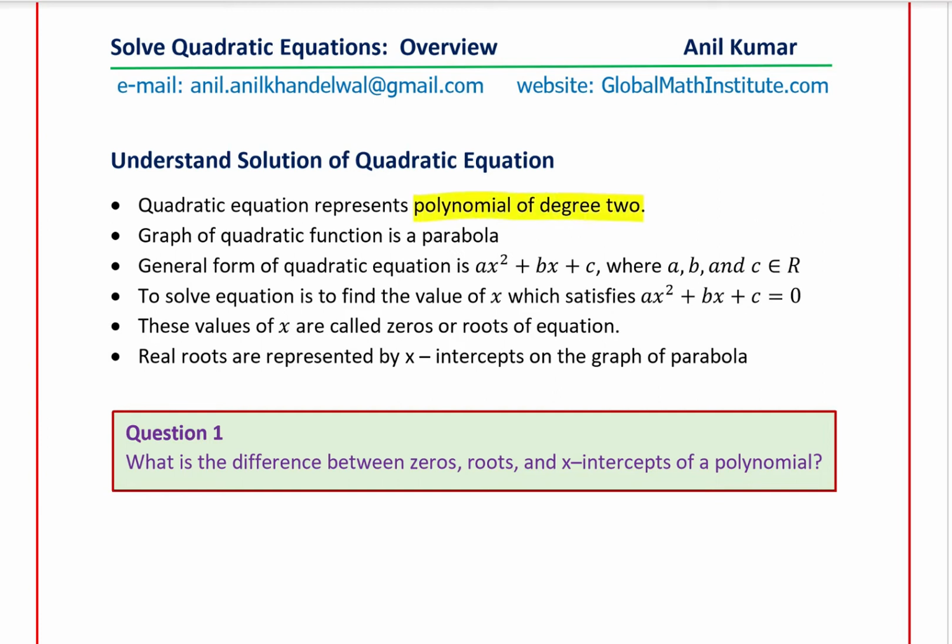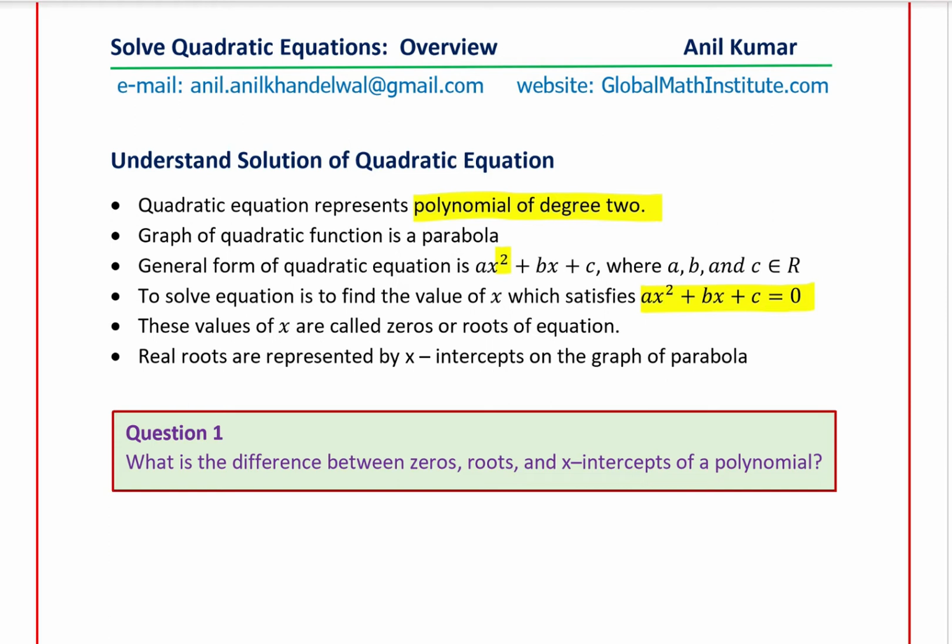So let's connect these two statements: polynomial of degree 2 and this particular formula where you have x squared. So ax squared plus bx plus c is a form of a polynomial. The highest power here is 2 and we say it's degree 2, right? To solve an equation is to find the value of x which satisfies the equation ax squared plus bx plus c equals 0. So we have now converted this equation, written it as 0.